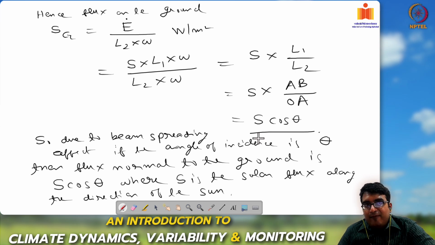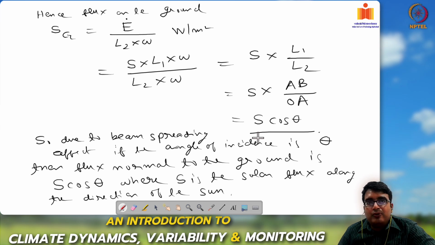This happens every day, of course. As the sun rises and sun sets, you have very high angles of incidence. So by beam spreading effect, you have much lower ground flux, which is one of the reasons why mornings and evenings are much cooler than in the afternoons, where the sun is much higher up in the sky, so the angle of incidence is lower.